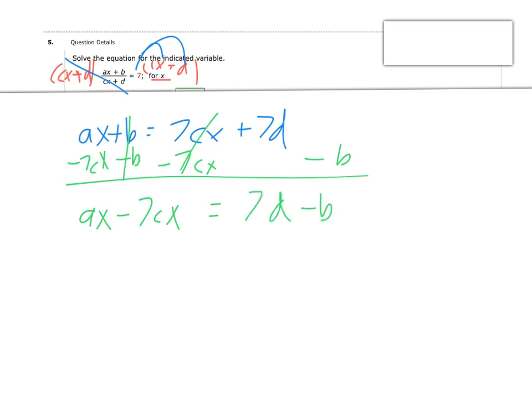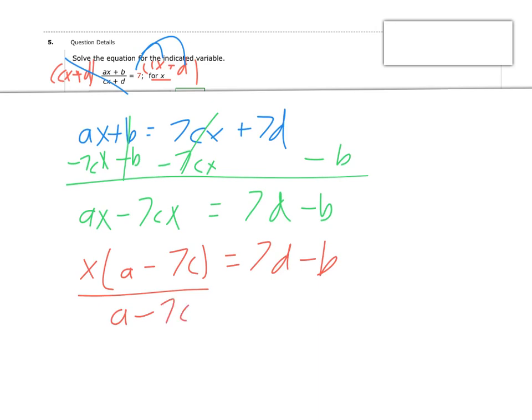And so then, now that I have all my x's on the same side on the left, I'm going to GCF the x. So it'll look like that. And then we'll just divide both sides by that parentheses. And that's it.